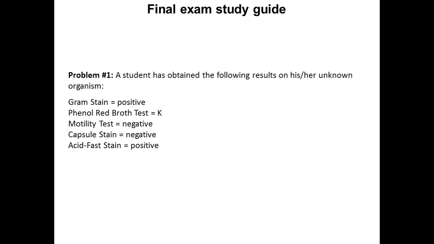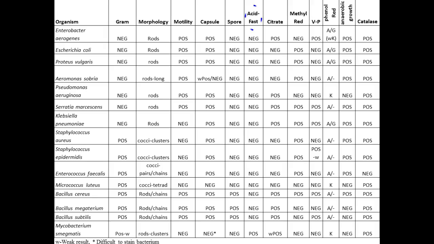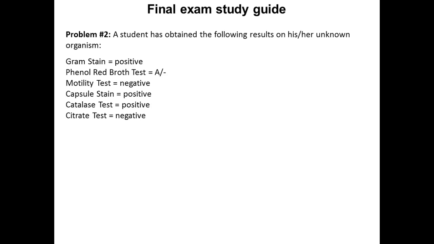The only one that's acid fast positive is Mycobacterium, right? So right away, if you remember and recognize that, especially if you look at this chart, acid fast positive is only one. Only Mycobacterium are acid fast positive. But then the other tests would help confirm that.